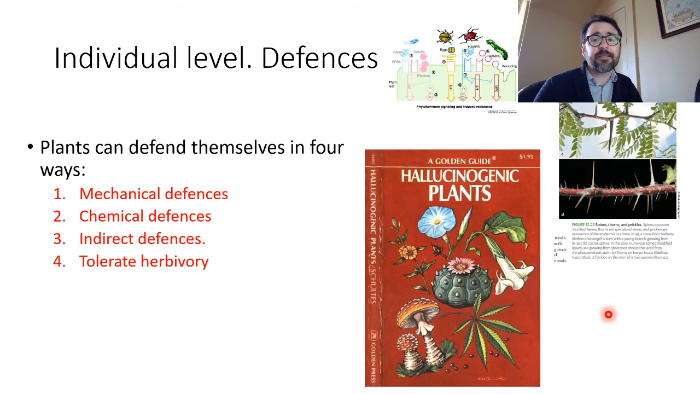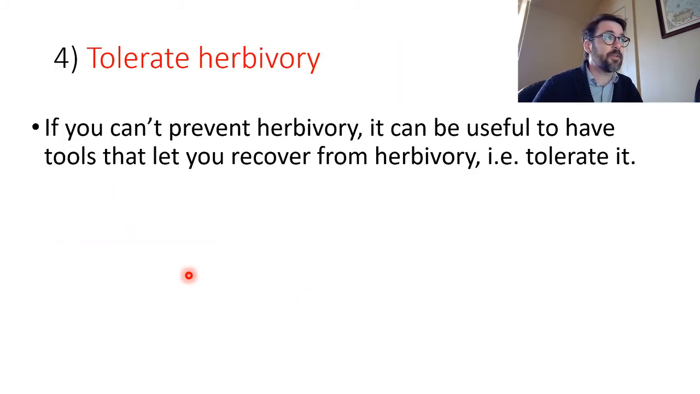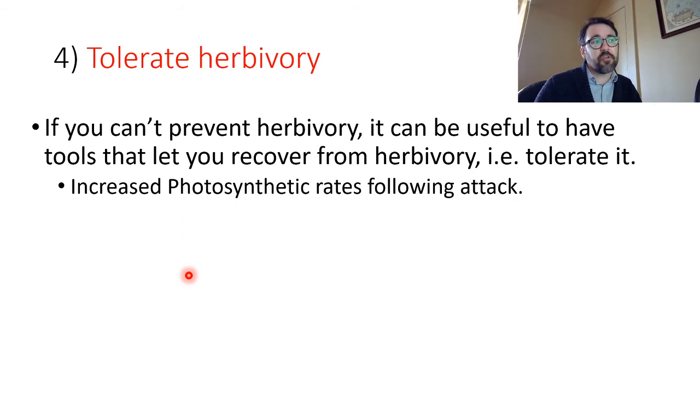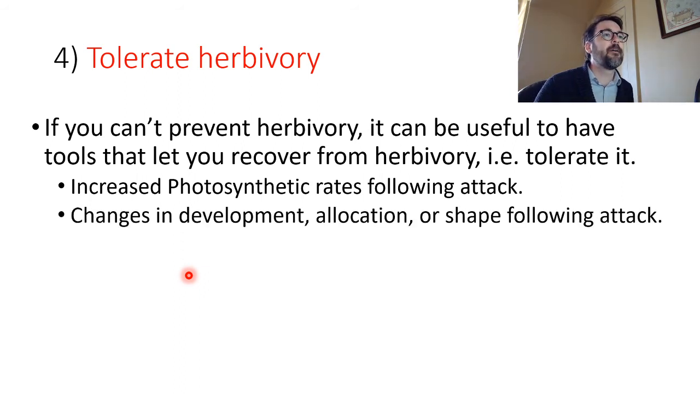All right, so the last, and maybe most boring or interesting, depending on your perspective, is that plants can simply tolerate herbivory. If you can't stop herbivory, maybe it's useful to have tools that let you recover from it. In other words, to just tolerate it. There's lots of things you could probably think about. You could have increased photosynthetic rates, maybe ramp up your ability to gather carbon. If you think of that game, instead of getting 2 carbon per turn, maybe you could make your leaf have more photosynthetic machinery so you could get 3 or 4 carbon per turn. And this would allow you to grow back following the attack.